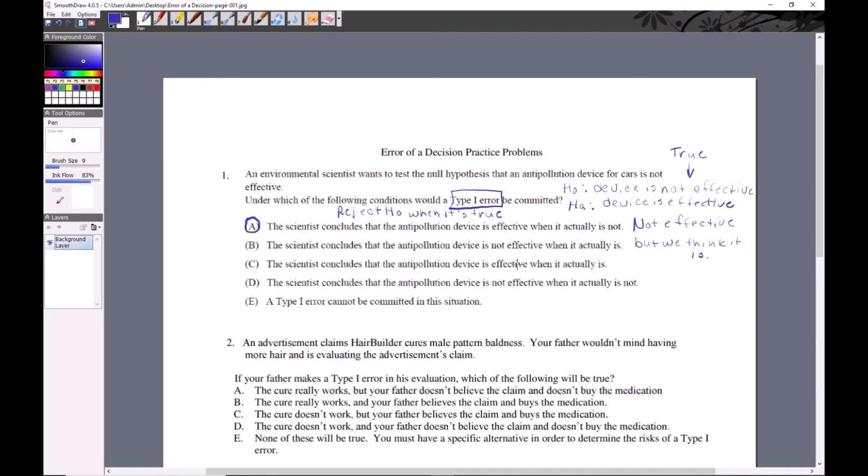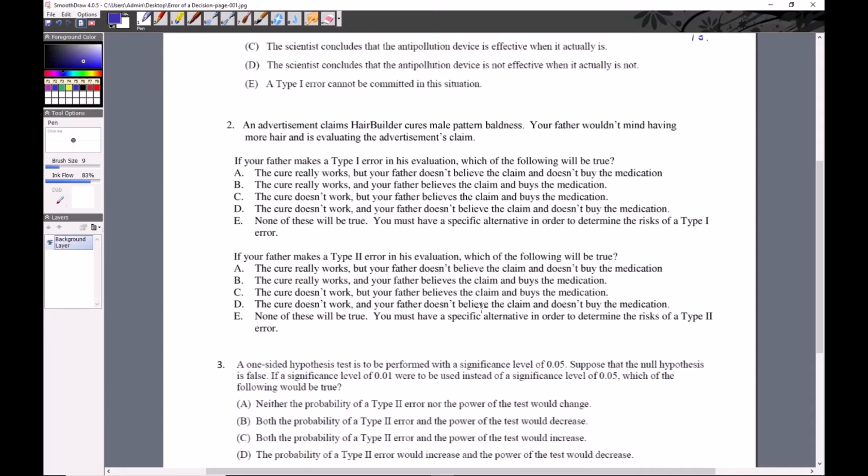You can run through all the other choices, but I think it's pretty clear that that is correct. All right, so there's your first one. All right, so number 2, an advertisement claims hair builder cures male pattern baldness. Your father wouldn't mind more hair and is evaluating the advertisement's claim. All right, so let's start out with the claim.